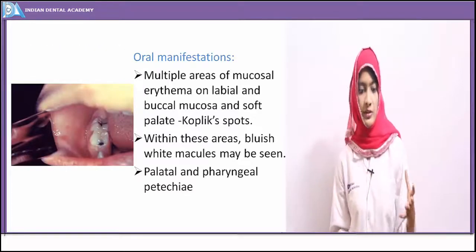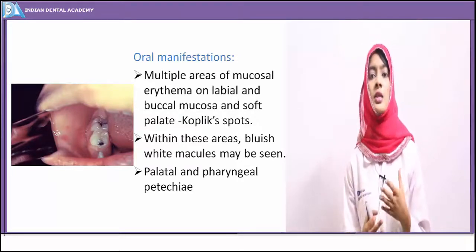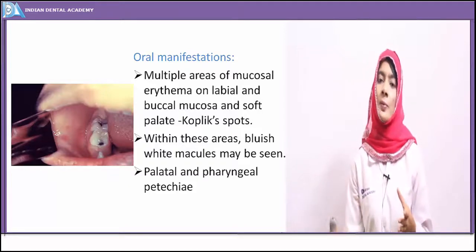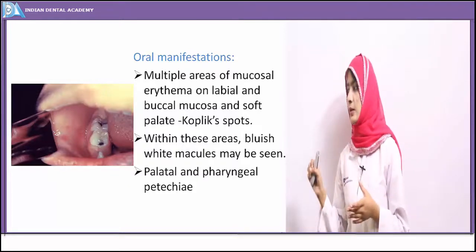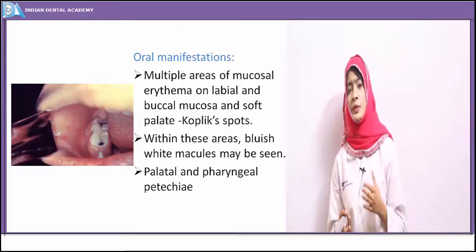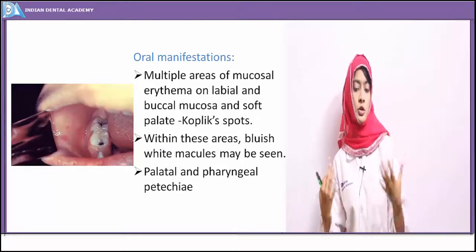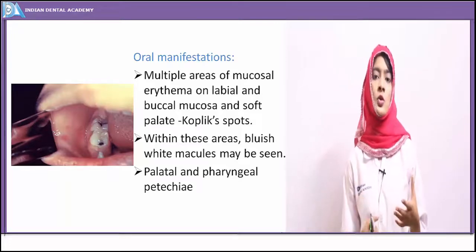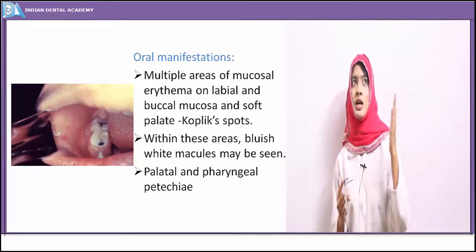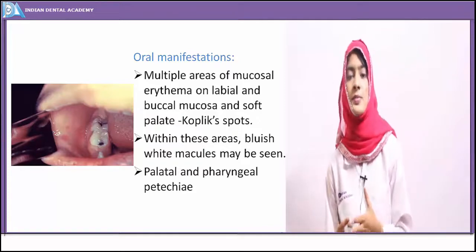So when you see the oral cavity, the characteristic appearance of measles shows the presence of Koplik spots. These Koplik spots are nothing but areas of erythema seen on the buccal mucosa. The Koplik spots are seen even before the development of cutaneous or vesicular eruptions on the body. That is, Koplik spots are like prodromal symptoms. They occur along with the prodromal symptoms.